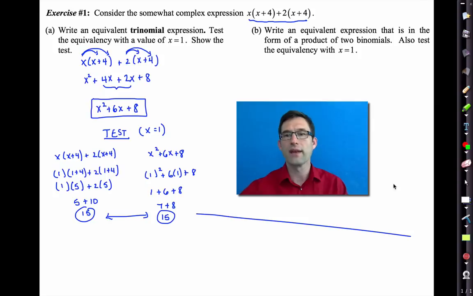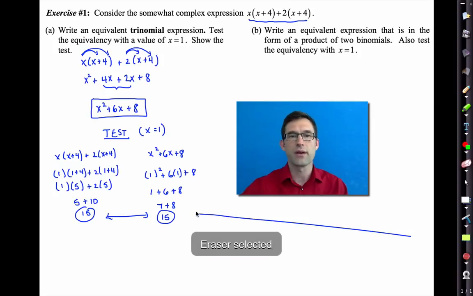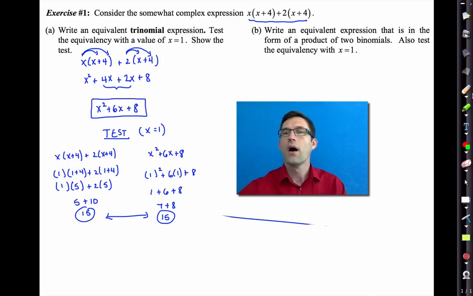Plus, there's this random line that just appeared on the screen. I don't know where that thing came from. And not really sure why I'm even trying to erase it. Okay, just decided that's not a great move.